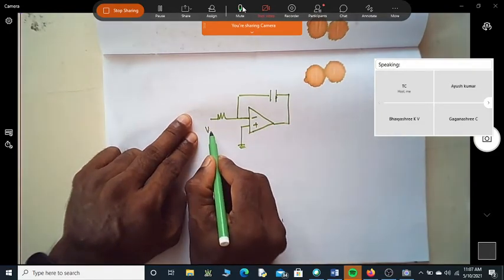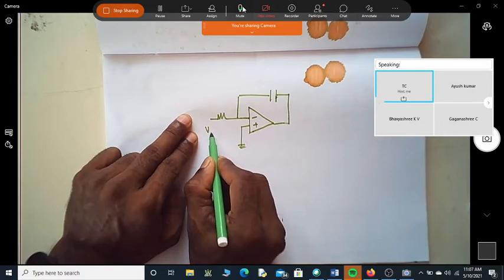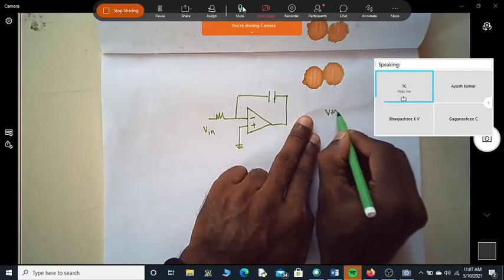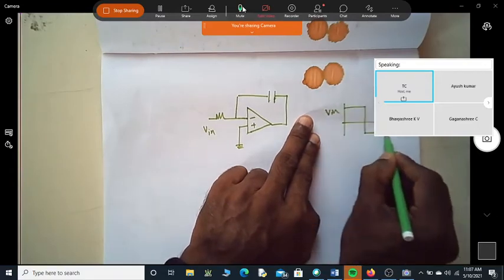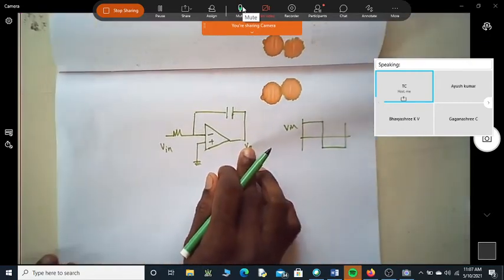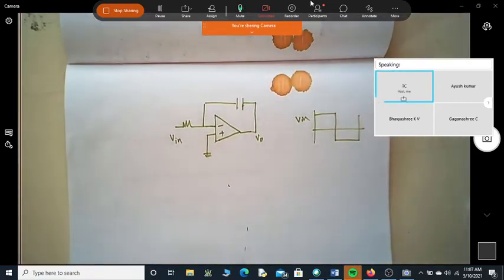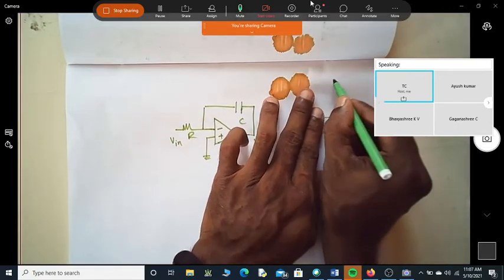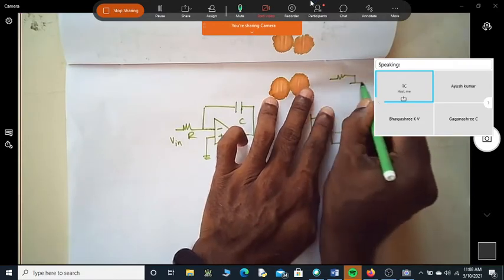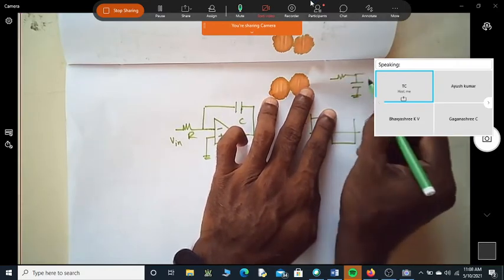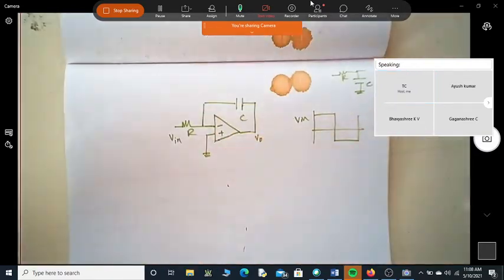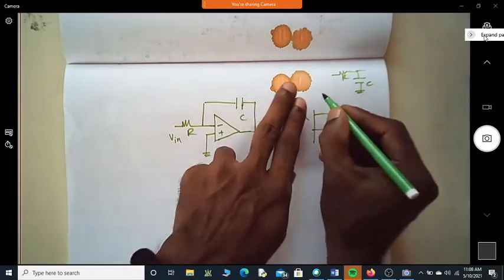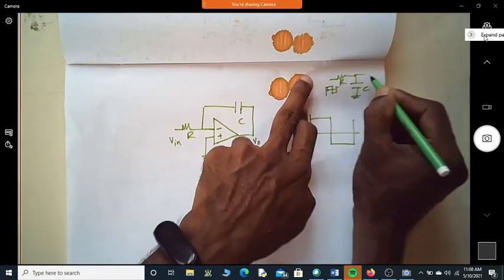Suppose I have some signal, some V in, which is a square wave. Assume that V in is a square wave. What is V out? So what is this circuit? If I say this is R and C, let me also write a circuit, this one. What is this RC? If you have the same square wave here, what is V naught?